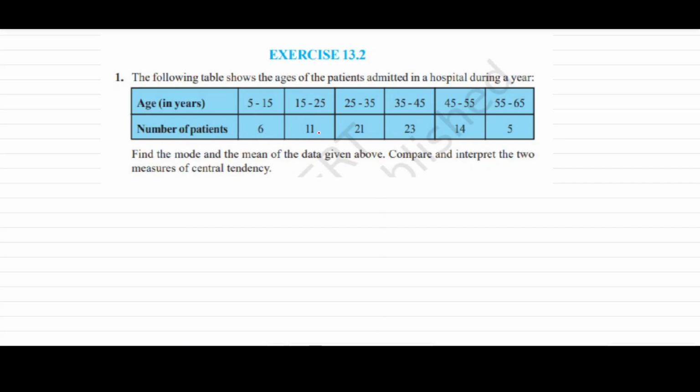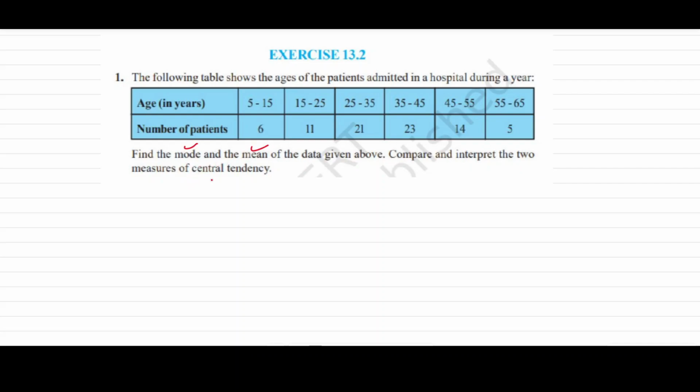The numbers are 6, 11, 21, 23, 14, 5. 6 is related to 5 to 15, 11 to 15 to 25, 21 patients for 25 to 35. Now 35 to 45, 23 patients. Now the question says find the mode and mean.